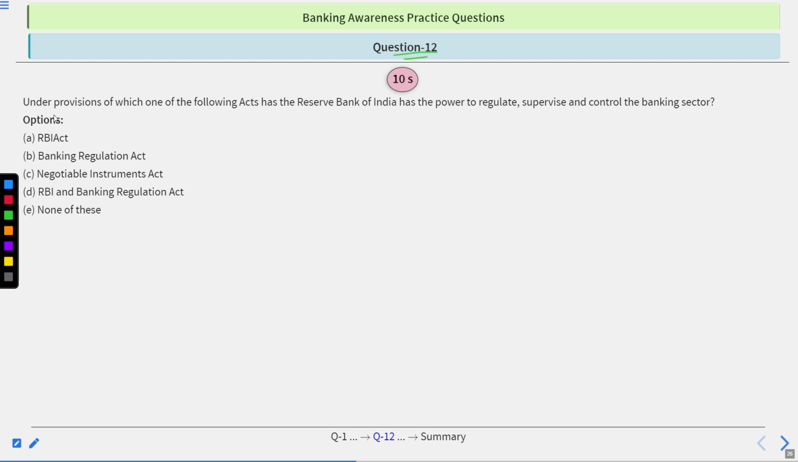Question number 12. Under provisions of which one of the following acts does the Reserve Bank of India have power to regulate, supervise and control the banking sector? RBI Act, Banking Regulation Act, Negotiable Instruments Act, RBI and Banking Regulation Act, none of these. To answer this, 10 seconds you have, time starts now.